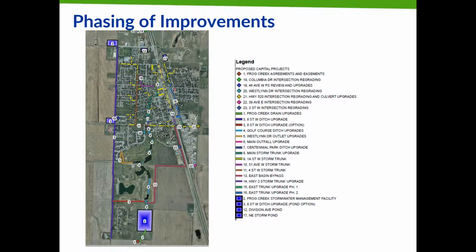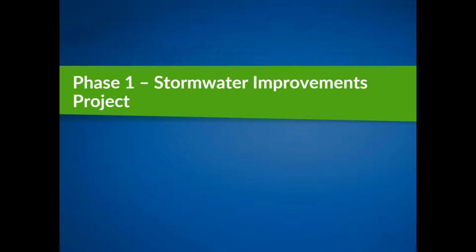We then ranked and grouped all of these problem areas into projects and further into logical phases of work that could be implemented over a 5- to 10-year improvement program. So following completion of the stormwater management plan, the town adopted that plan and gave approval to it. We then launched into the phase 1 stormwater improvements project.